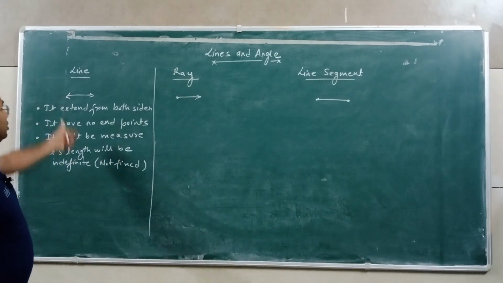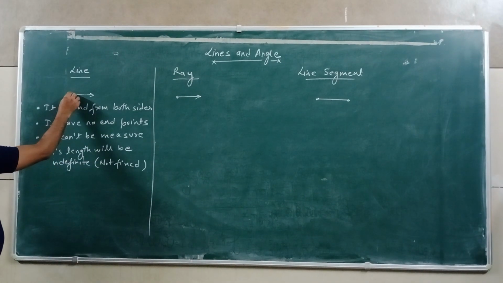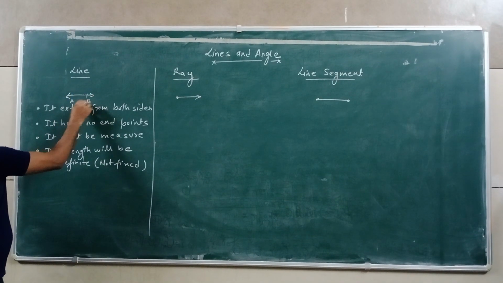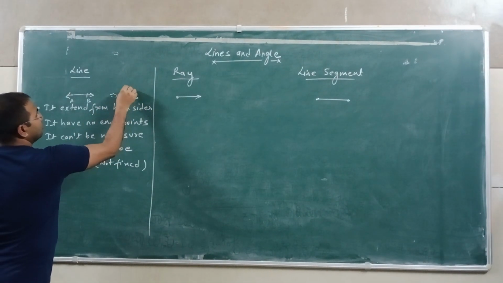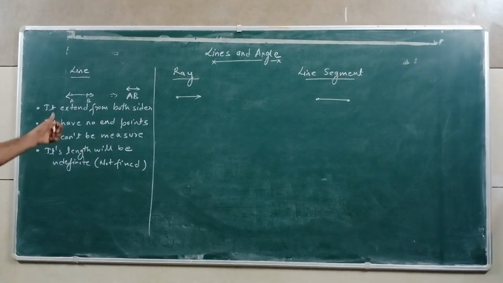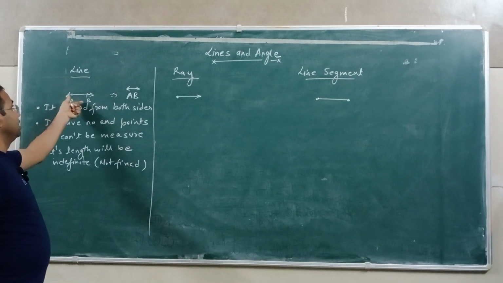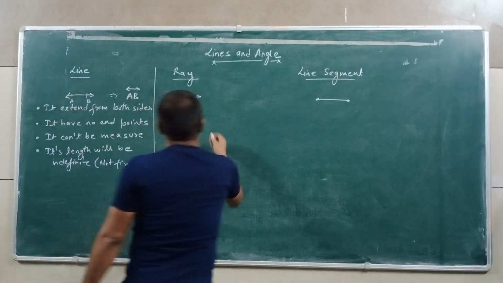See here how you will define the line. Suppose this is line AB, then how will you represent this? You will write AB, and on this you will put the line figure like this. Okay, so this is the symbol of a line, you can say. Now let us see the ray.